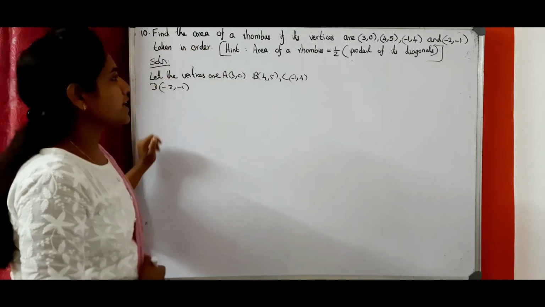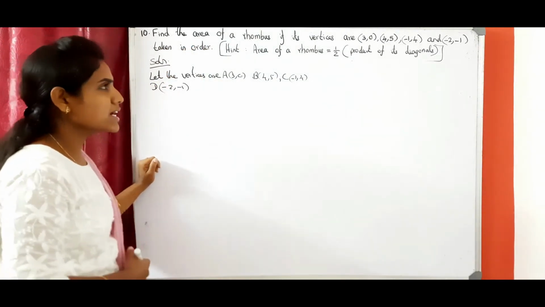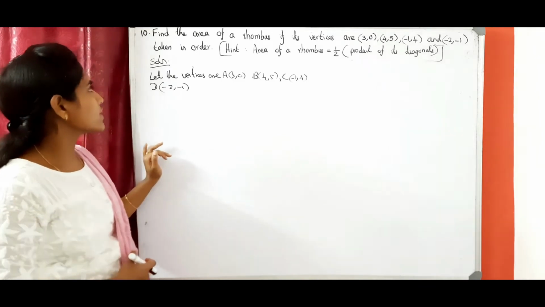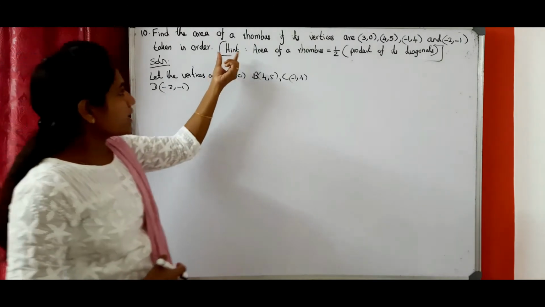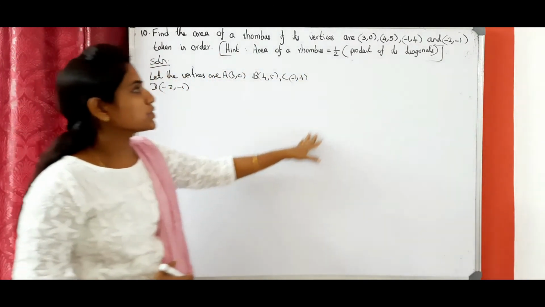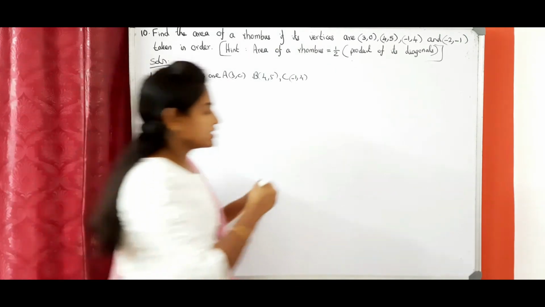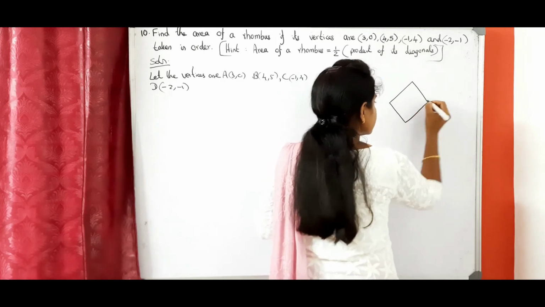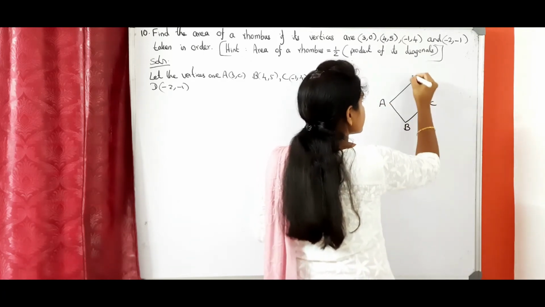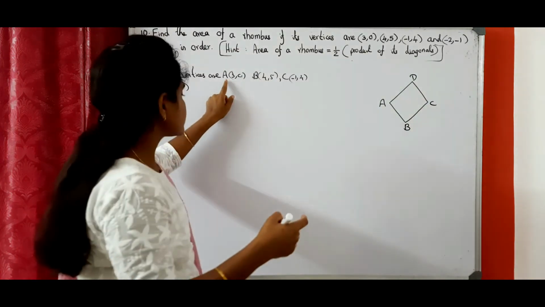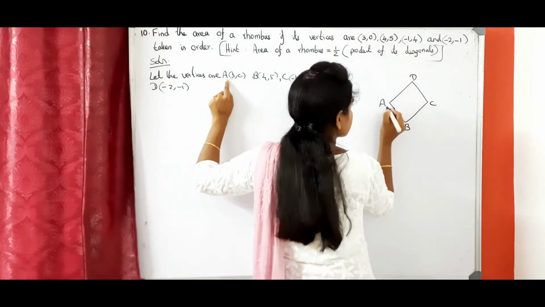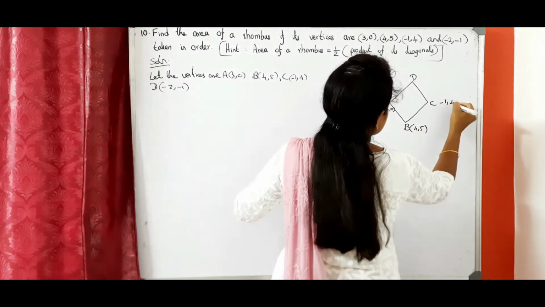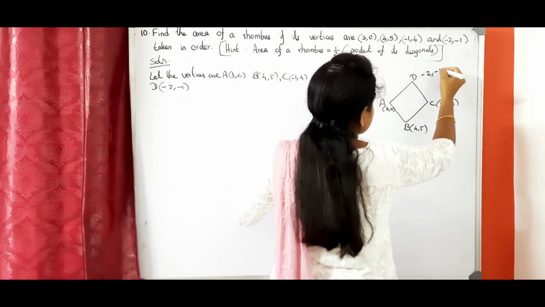Okay, now we can see the last problem. Find the area of a rhombus if its vertices are (3, 0), (4, 5), (minus 1, 4) and (minus 2, minus 1) taken in order. They gave a hint: area of a rhombus equals 1 by 2 into product of its diagonals. See, first, what is the rhombus? This is the rhombus, so here A, B, C, D. First vertex I took A, so 3, 0. Second vertex I took B, so 4, 5. Third, minus 1, 4. Last vertex, minus 2, minus 1.